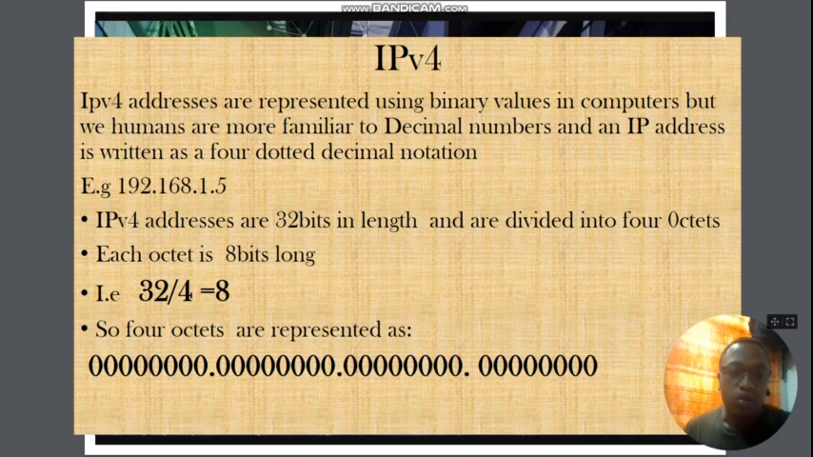So IP version 4 addresses are 32 bits in length when they are converted into binary, and they are divided into 4 octets, and each octet is 8 bits long. How we get the length of one octet is by taking the total length of the IP version 4 address and dividing it by 4. So 32 divided by 4, we get the value 8, and the 4 octets are represented as below, with each octet having 8 bits in length.